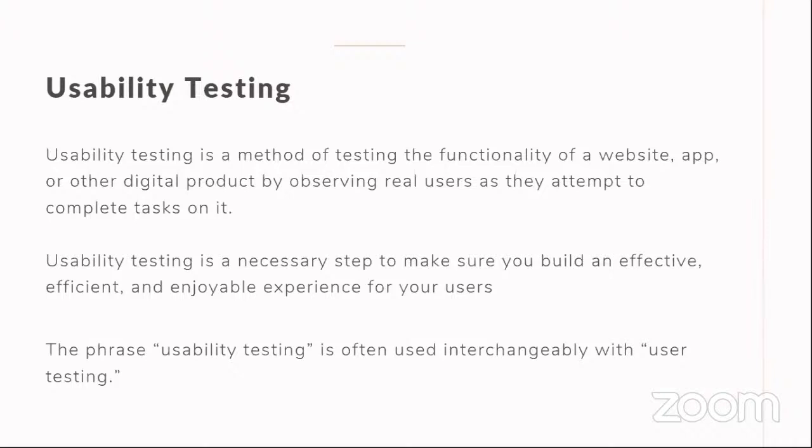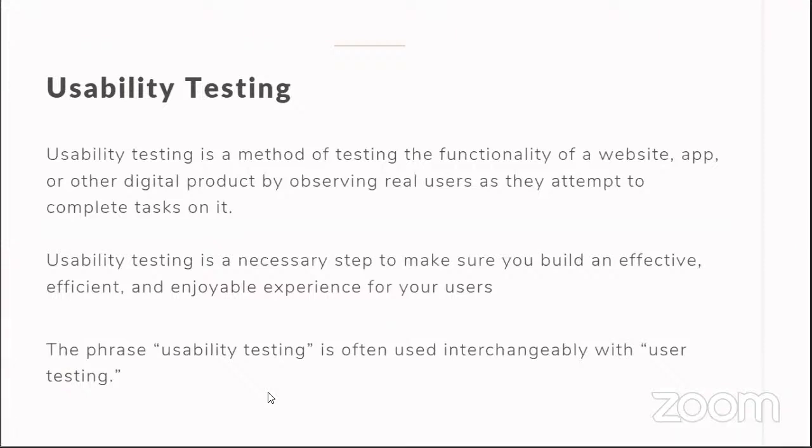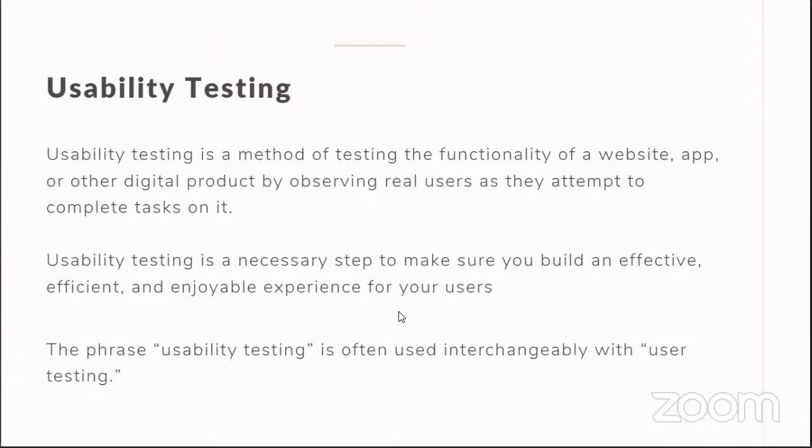What is usability testing? Usability testing is a method of testing the functionality of your website, an app, or any other digital product by observing real users as they attempt to complete tasks on it. Usability testing is a necessary step to make sure you build an effective, efficient, and enjoyable experience for your users.